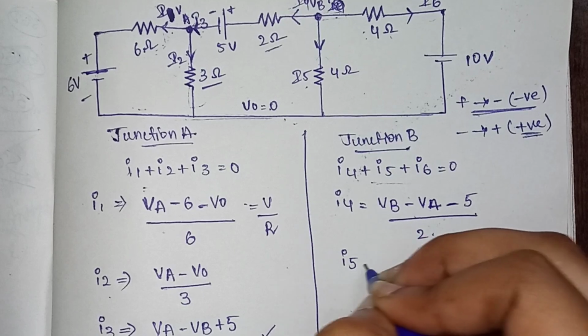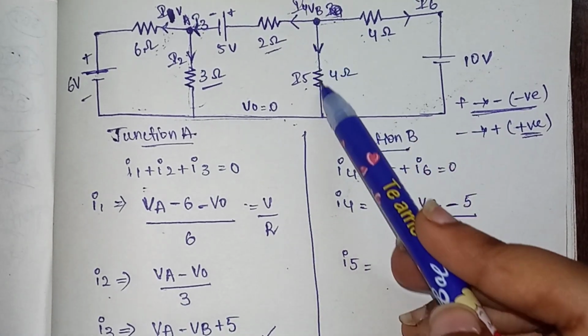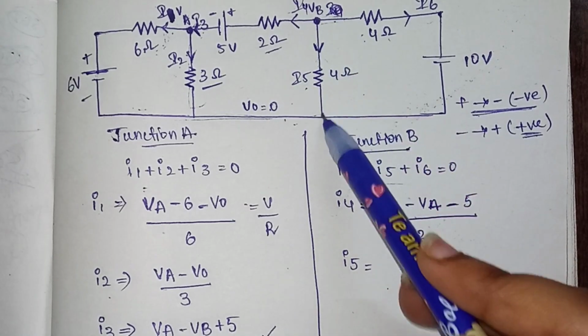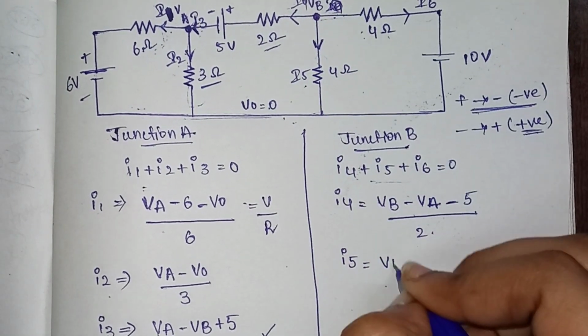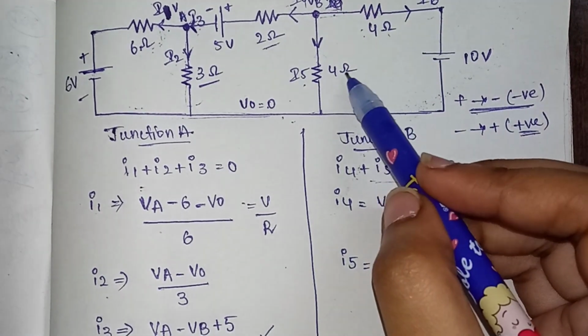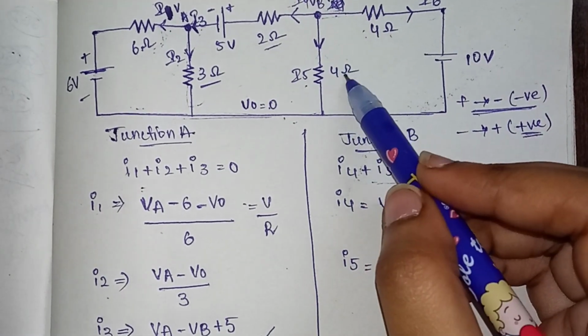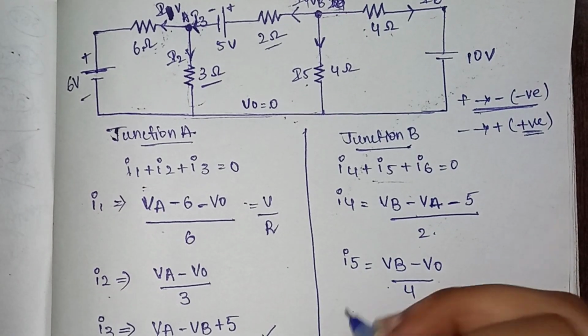So now let's find for I5. For I5 it is moving from VB to V0. So VB to V0 means what? VB will be our higher potential and V0 will be our lower potential. And the resistance we are having here is 4. So VB minus V0 by 4.